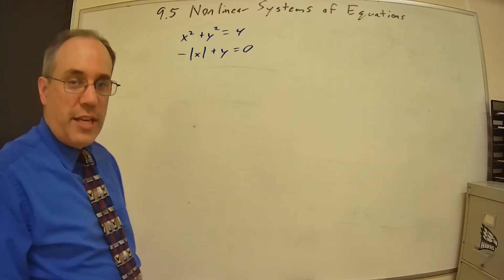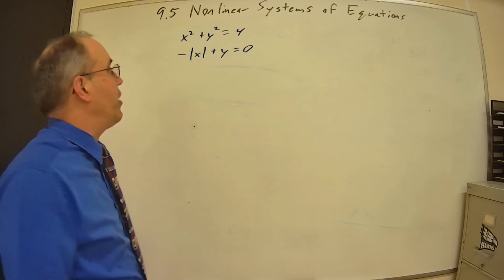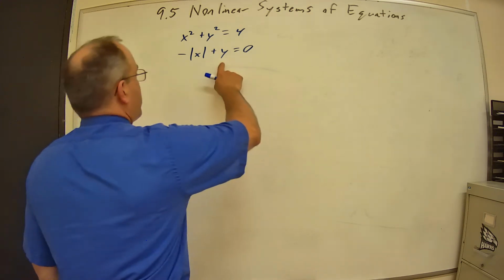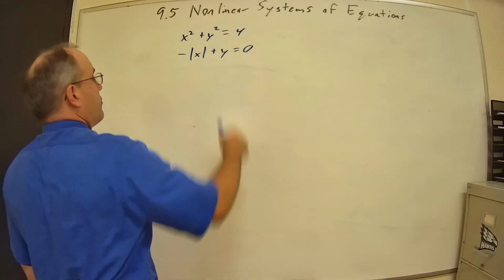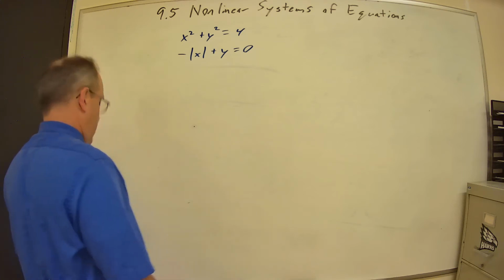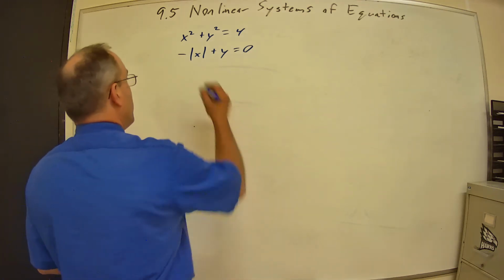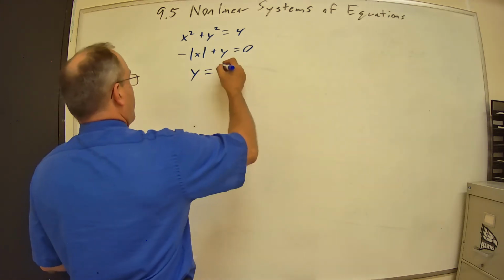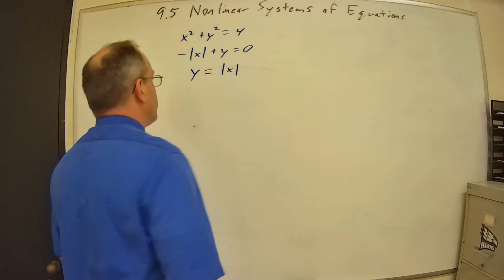Well, nothing says we have to use any specific method, whatever works best. I see this y sitting here and this absolute value sitting there, and I'm going, boy, that even seems like that should be pretty easy. Why don't I make y equal to the absolute value of x?